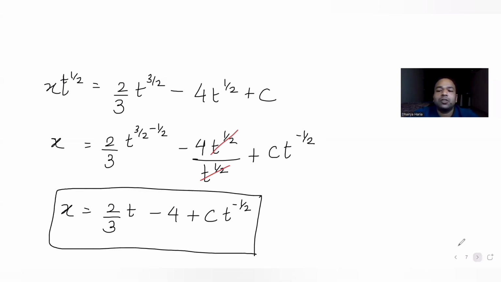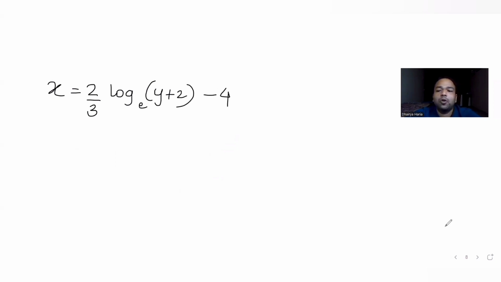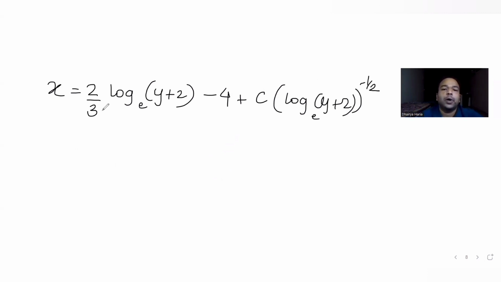Now once I have the solution of this form, I'll resubstitute t as log of y plus 2 to the base e. So x becomes 2 by 3 log of y plus 2 to the base e, minus 4, plus c times log of y plus 2 to the base e raised to minus half. So you get this entire expression. Now once you have the entire equation in terms of x, y and c, we'll use the condition that was given to us, that is x equal to 1 when y is e raised to 4 minus 2. So once I have that, I'll resubstitute and I'll get c here.